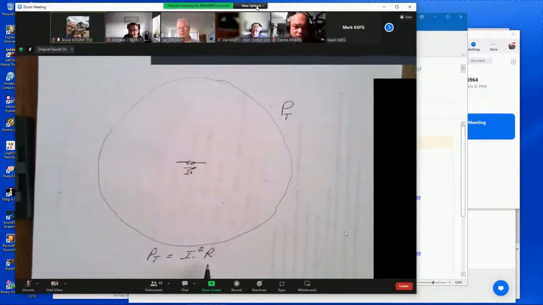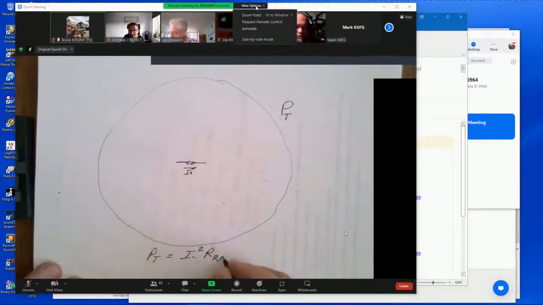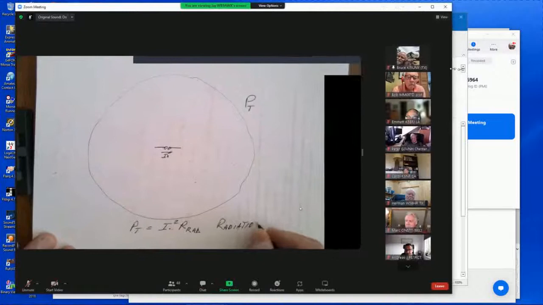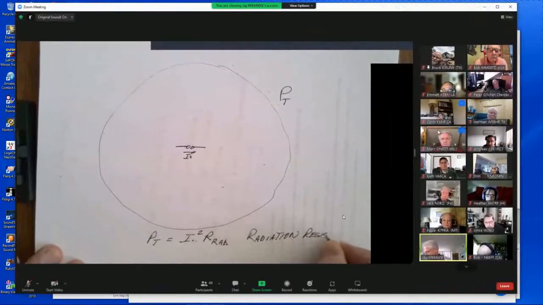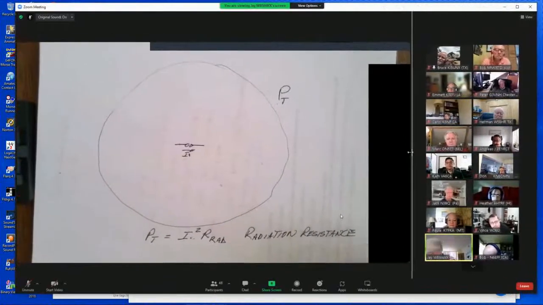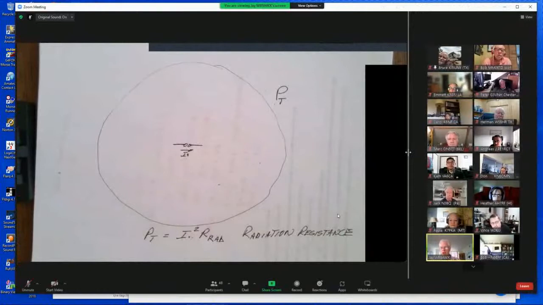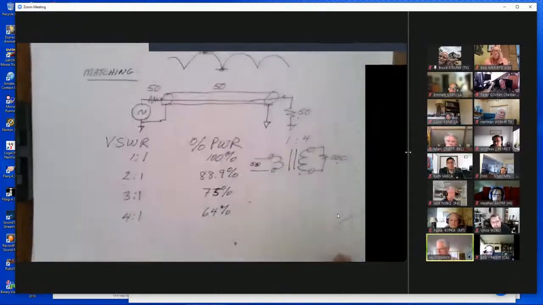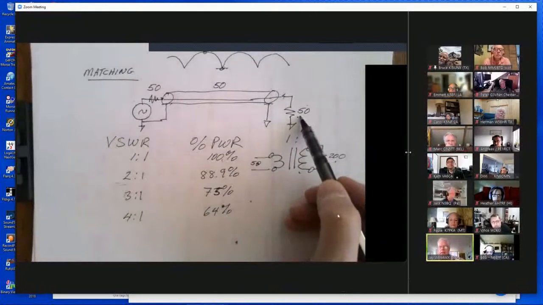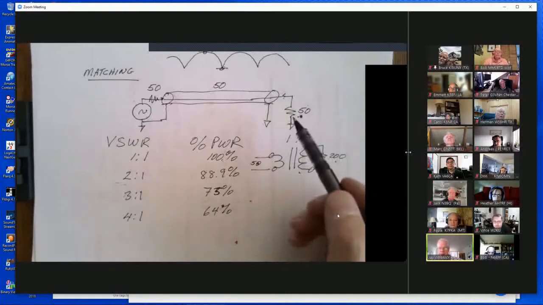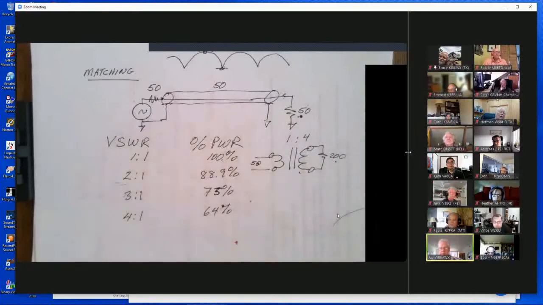Okay? So we call this the radiation resistance. This is what the antenna looks like. So if I have a certain amount of current flowing into this antenna and this amount of power is going outbound, I can say my antenna looks like 50 ohms, depending on how much power is being radiated versus how much current is going in.